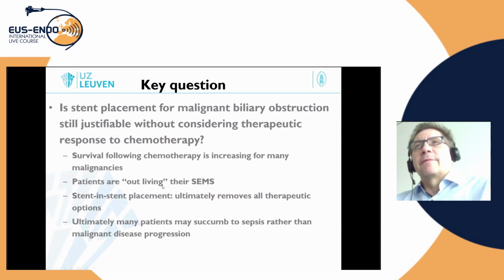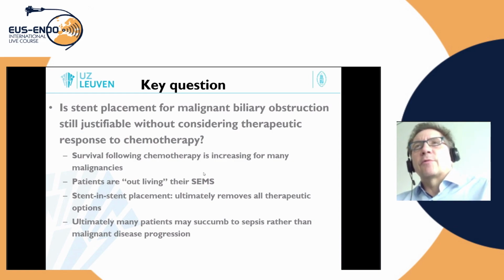It really comes from the fact that we are now seeing patients with malignant biliary obstruction surviving longer. Some of these patients are really outliving their stents. And very often, if patients need to come back for additional stent placements, they may end up having so many stents in the bile duct that we really cannot do anything anymore for them. These patients may ultimately succumb to sepsis rather than malignant disease progression.